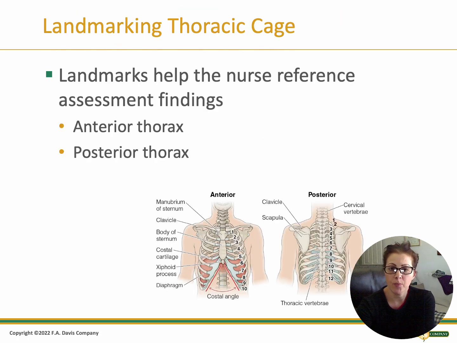The landmarks help you when referencing the pulmonary system. You need to understand the anterior thorax from the posterior thorax, and don't forget there are also lateral parts of your thoracic rib cage. So the anterior obviously is the front, the posterior is the back, and then the laterals are your sides.